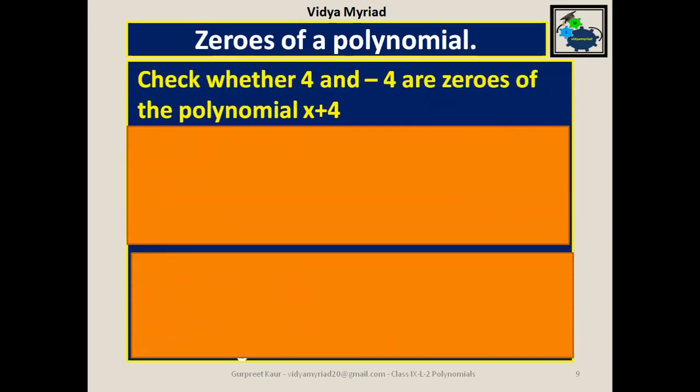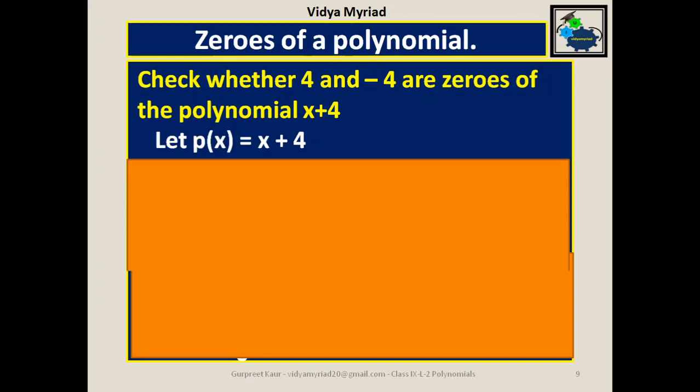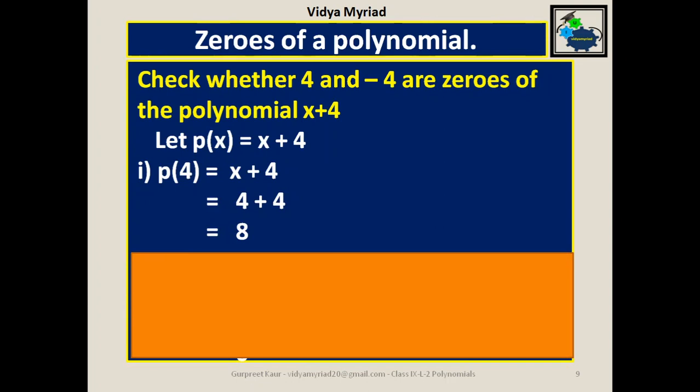Next question, check whether 4 and minus 4 are zeros of the polynomial x plus 4. Now you have an expression p(x) is equal to x plus 4. What I will do is, first I will put the value 4, then I will put the value minus 4 and see where my answer comes to 0. Wherever my answer comes to 0, that will be treated as the zero of the polynomial. Like in the first case, when I put the value 4 in x plus 4, I get my answer 8. That means 4 is not a zero of the polynomial.